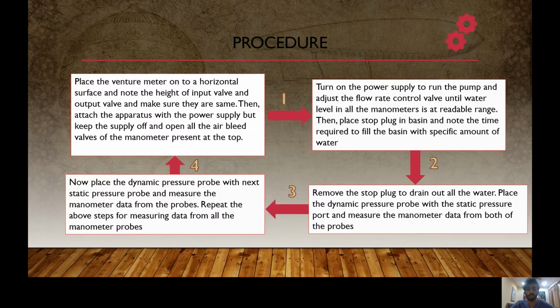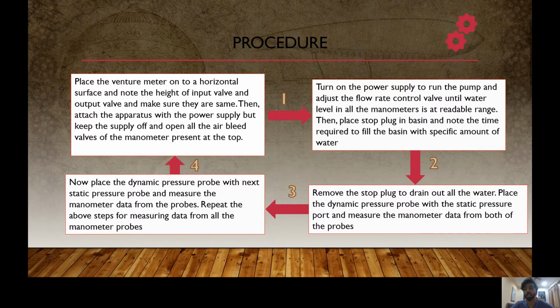Now there are a few steps in this experiment. The first step in the procedure is to place the venturi meter on a horizontal surface and note the height of the input valve and output valve, and make sure they are both the same. From there, attach the apparatus to the power supply, but keep the supply off, and open all the air bleed valves of the manometer present at the top.